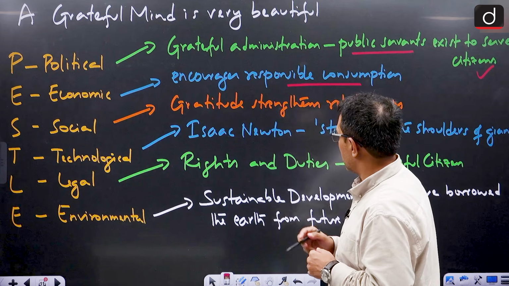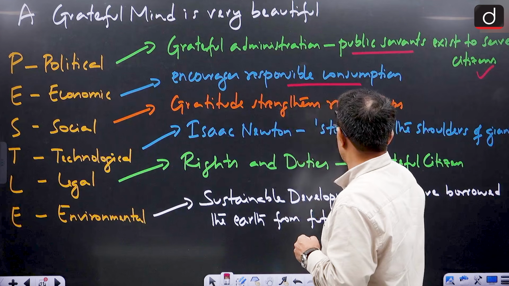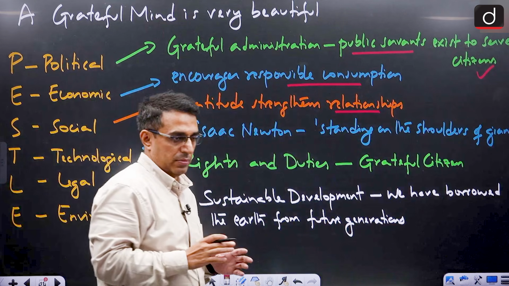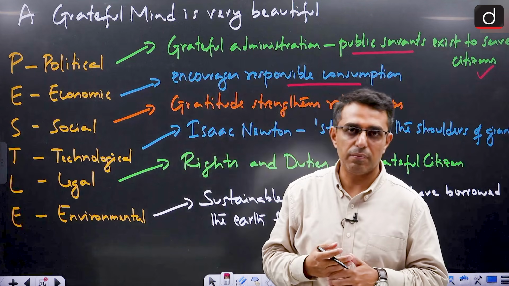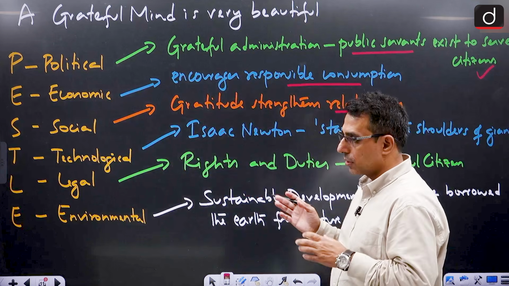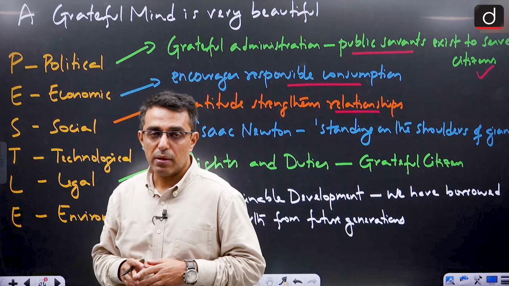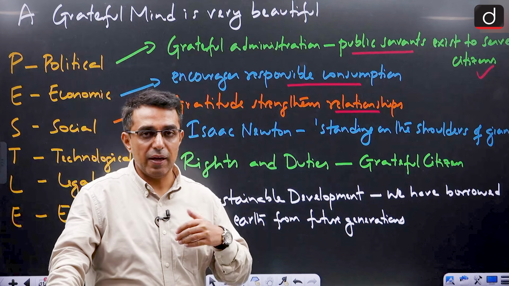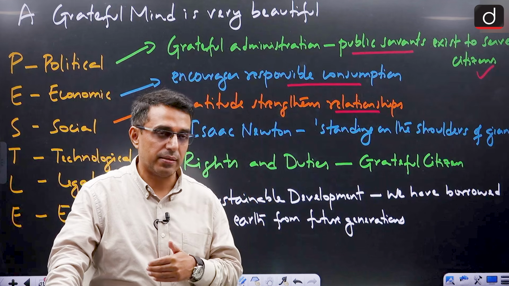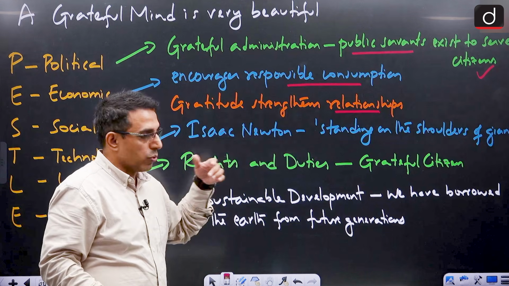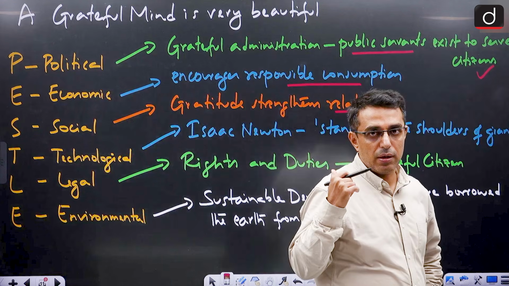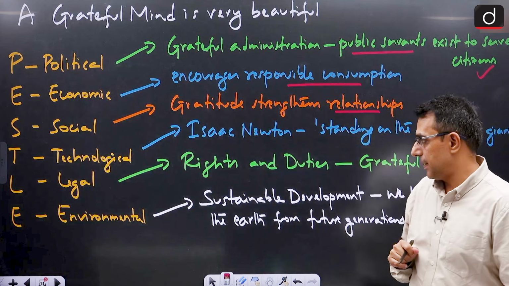Then in the social dimension, we can talk about how gratitude strengthens relationships, because when we appreciate others for what they have done for us, right, it strengthens our bonds with people. Then in the technological dimension, we can talk about the famous example of Isaac Newton, his famous statement that I have been able to look far because I have stood on the shoulders of giants. So that statement, that standing on the shoulders of giants has allowed me to look far, is an example which fits well with the theme of the essay.